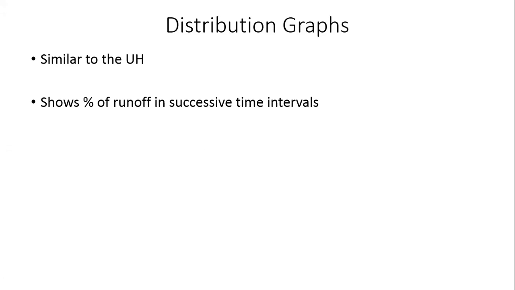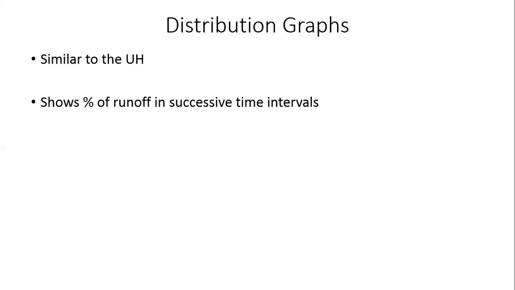So what we're going to talk about today is this concept of distribution graphs. Essentially, these distribution graphs are very similar to your unit hydrograph concept. The only difference is instead of giving you the amount of runoff at different time intervals, it gives you the percentage of runoff. So you see how similar it is, right? Instead of knowing the amount of runoff generated by a unit excess rainfall event, it will tell you the percentage of runoff in successive time intervals.